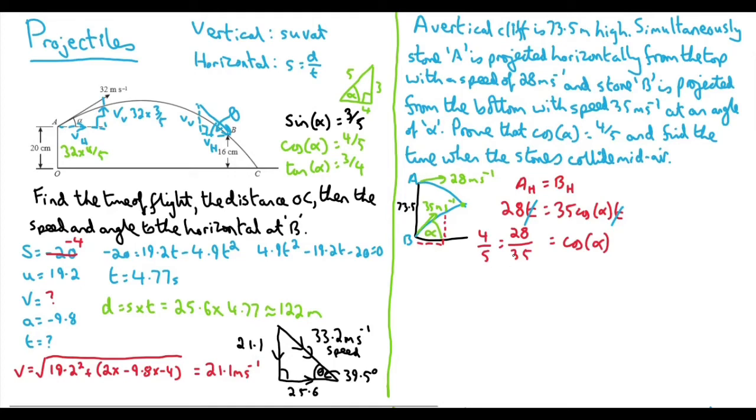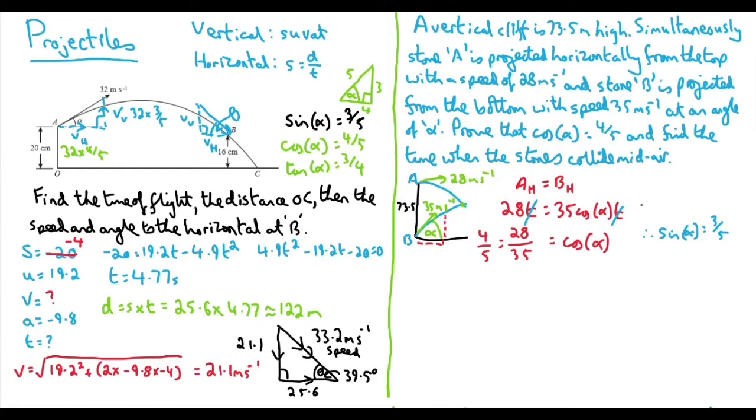Now, before we get on any further, we can actually use this like we did in the previous question, just to give ourselves what the sine would be, just in case that comes in handy. So again, if cos alpha is 4/5, then sine alpha, for the same rationale as last time, will end up equaling 3/5. Okay. Now that we have that, we can look at them colliding in midair.